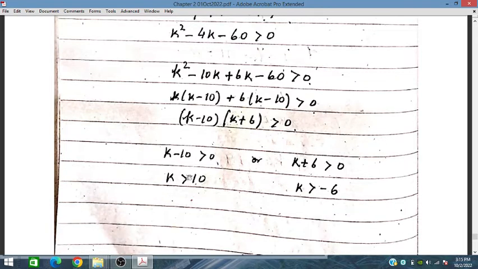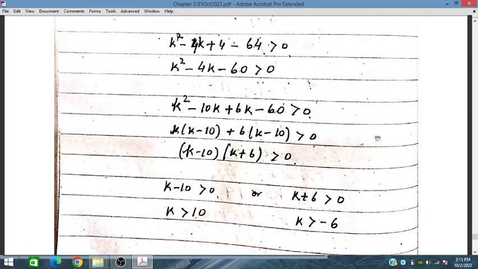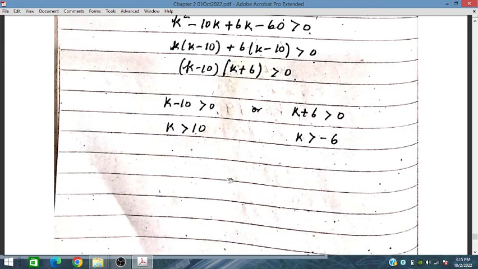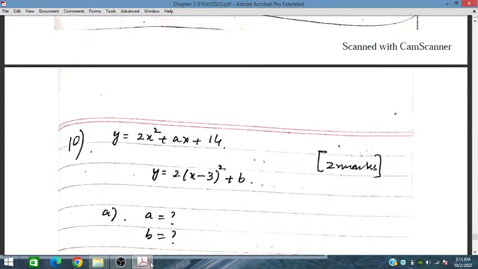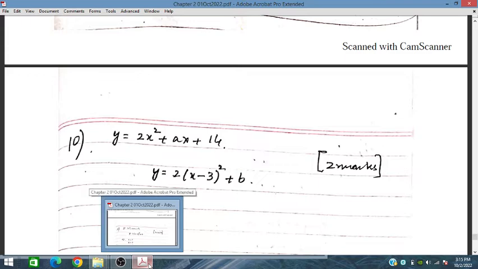k is less than 10, sorry, this is less than 10. Because of these conditions, the curve is like this. So k is between -6 and +10. This is less than, this is wrong, this is greater than. So k is between -6 and +10. So we'll write it like this: -6 less than k less than 10.